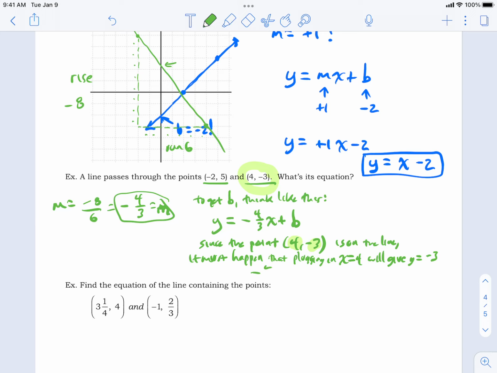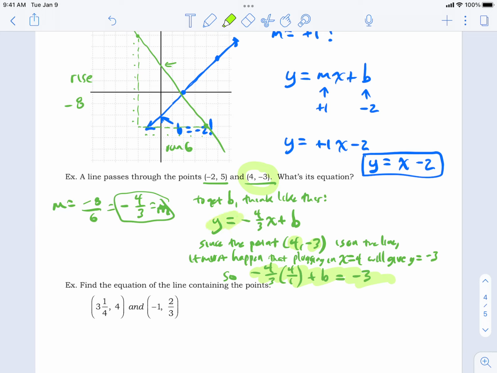So -4/3 times the x, which is 4, and when I plug in whole numbers, I usually put them over 1, plus b is supposed to come out to -3. This is the big breakthrough moment.